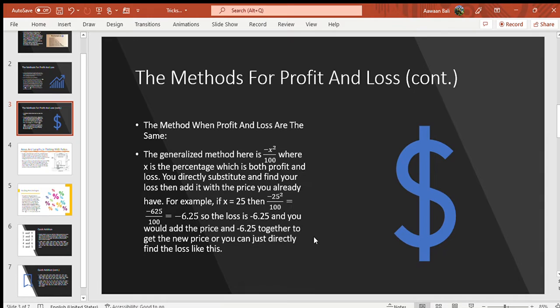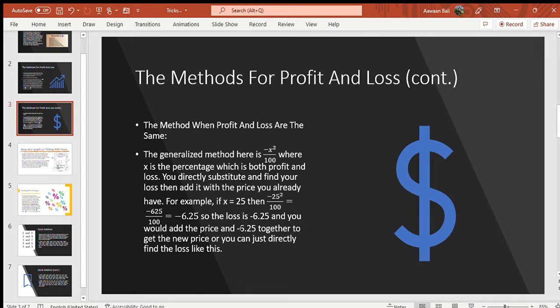Now, for example, if x is equal to 25, then minus 25 squared divided by 100 is equal to minus 625 divided by 100, which is equal to minus 6.25. So that means the loss will be minus 6.25 percent. So let's say we have minus 6.25, whatever the currency is.